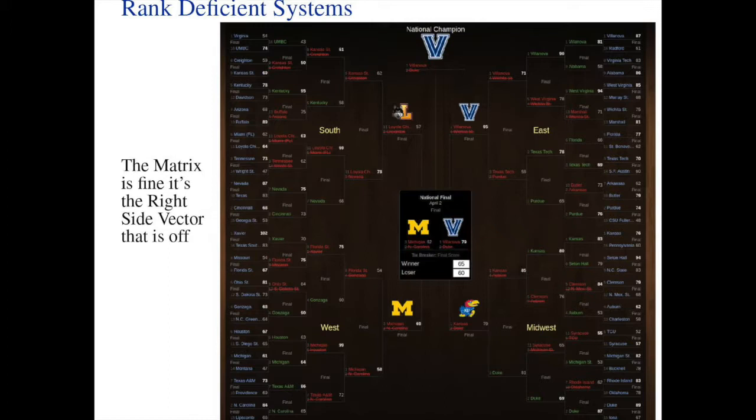And I recognize this as a bracket for the NCAA championship. The reason I have it here is that Capital One ran this commercial where they said that your bracket is fine, it's just the teams that were off. And in some sense, that is the way you want to look at the rank deficient system. So maybe not everybody is familiar with this. Oh, could you explain what that is?